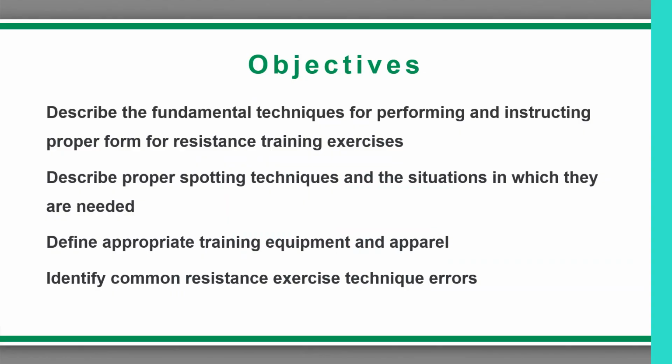So our objectives with this chapter are to be able to describe the fundamental techniques for performing and instructing proper form for resistance training exercises, as well as describing proper spotting techniques and the situations in which they are needed, and be able to define appropriate training equipment, apparel, and identify common resistance exercise technique errors.